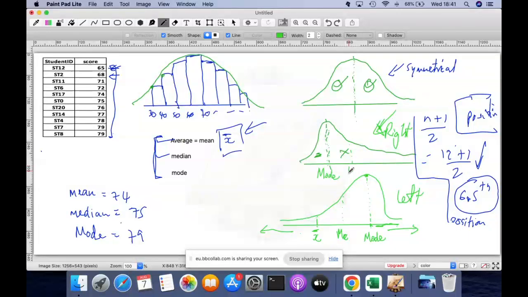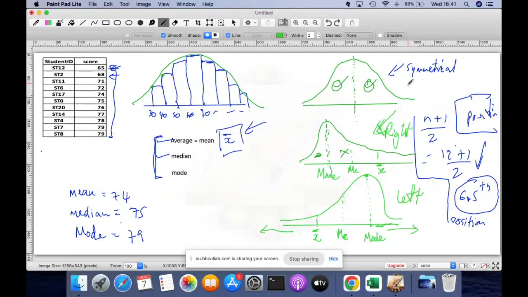The median is still in the middle, and then the X bar is the largest. They switched around. And when that happens, then the data is skewed to the right. Okay, so those are the takeaways I want you to remember, using the central measures to determine the shape of this distribution.